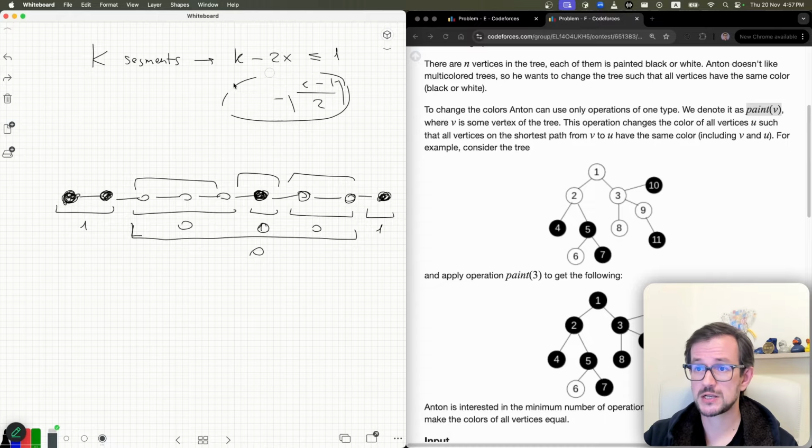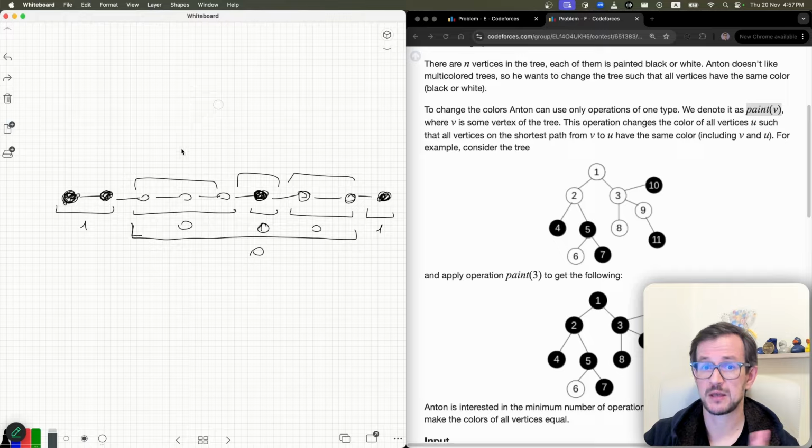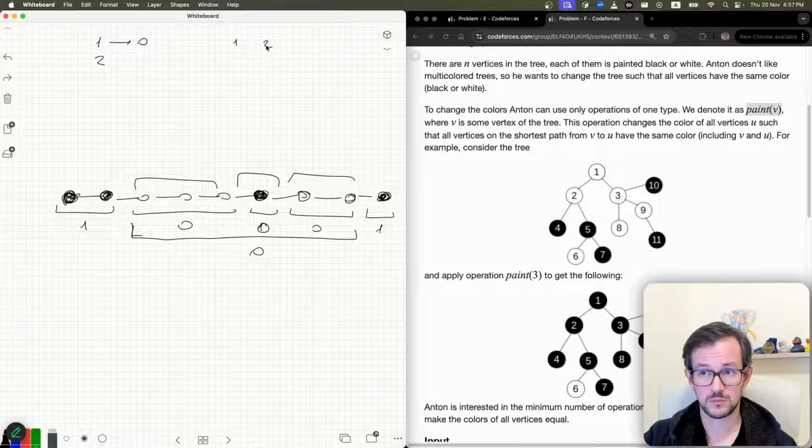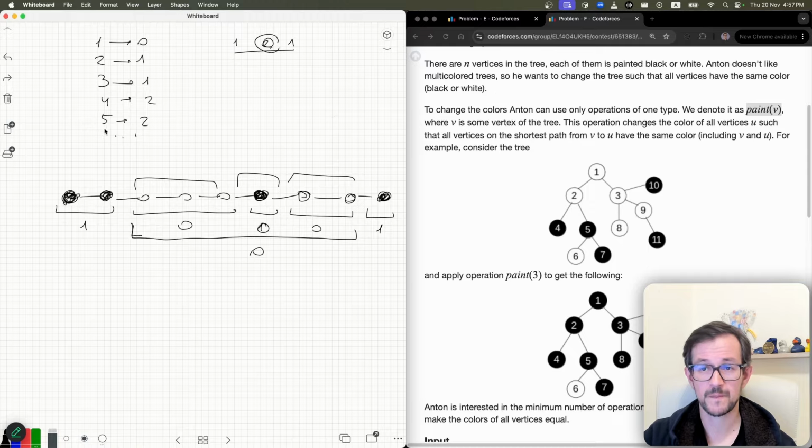Another way to think about it, if you don't like formulas, like I do, I actually don't write formulas usually. I just look at the examples. So I look at number of segments. If I have one segment, the answer is 0. If I have 2 segments, 1 and 0, I need one operation. If I have 3 segments, 1, 0, 1, I put operation here, so I need one operation. For 4 segments, I need 2 operations. For 5 segments, I need 2 operations, and so on. So that's what I usually write in my sketchbook, and from this, I get the formula.